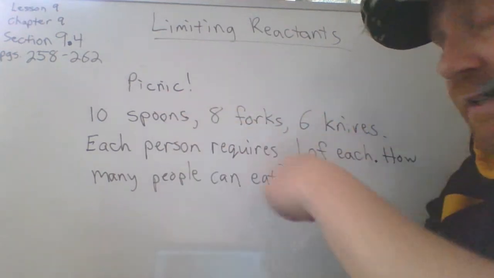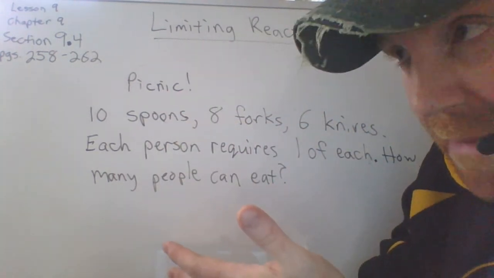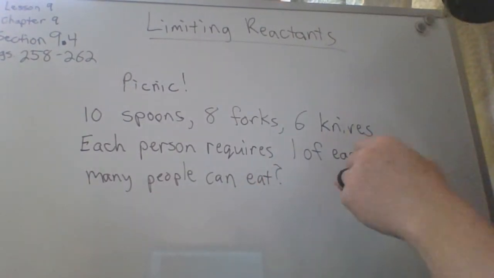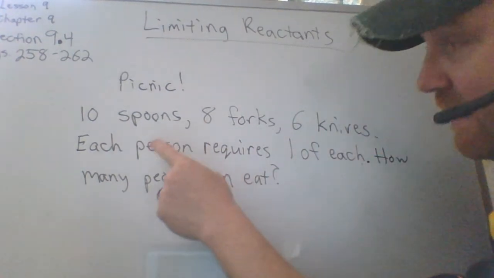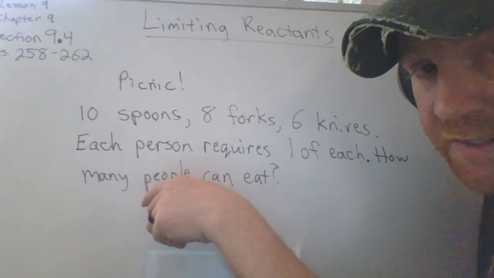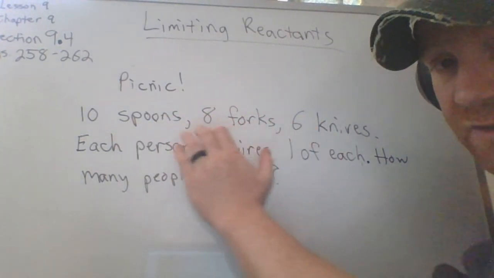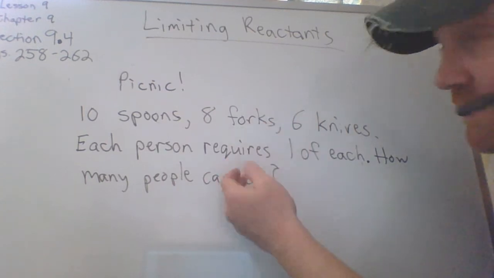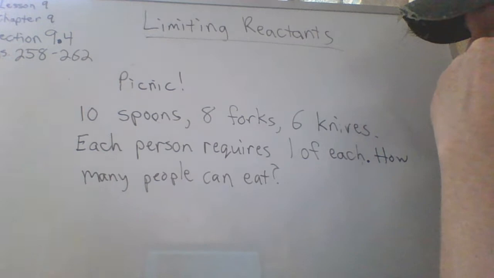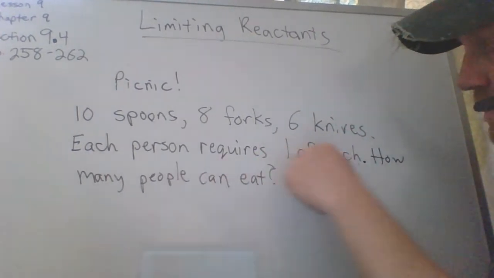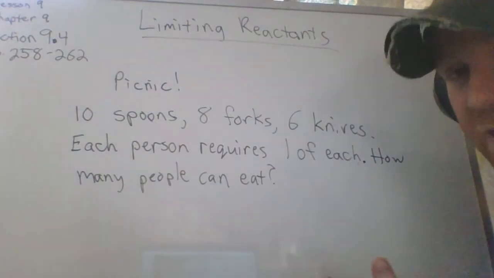So in your book, it talks about a real life example that doesn't deal with small amounts of matter in a chemical reaction. It talks about going to a picnic. Let's say you're going to a picnic with a bunch of friends and you have the following. These are your reactants. These are the things that you're going to be giving to your friends. You have 10 spoons, 8 forks, and 6 knives. However, each person requires one of each in order to eat. How many people can eat?